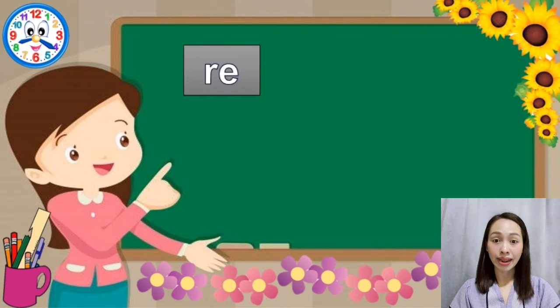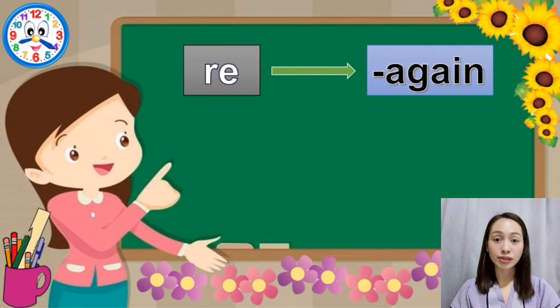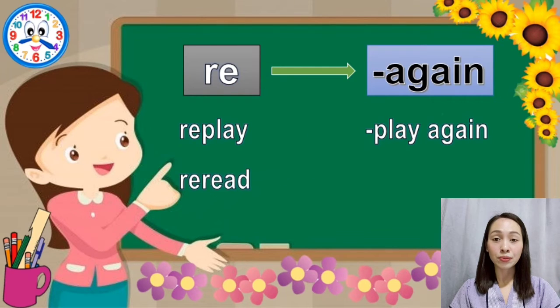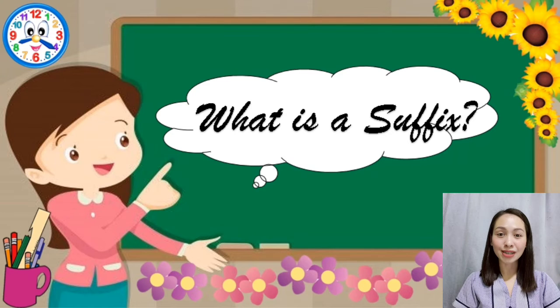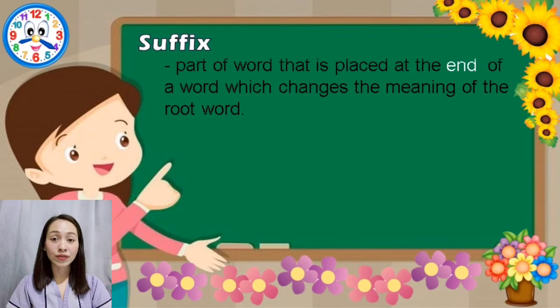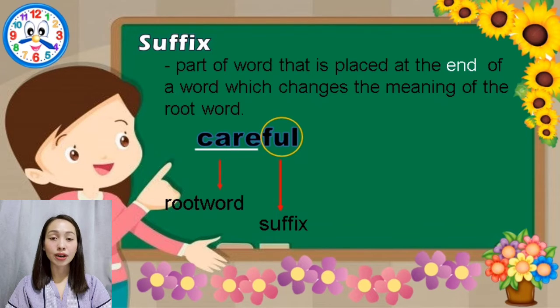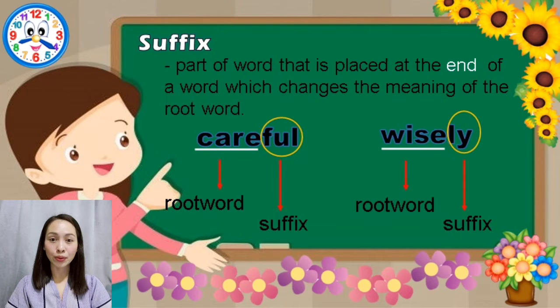And lastly, we have re, which means again. For examples, replay, which means play again. Reread, which means read again. And now let's move on to suffixes. What is a suffix? Suffix is a part of word that is placed at the end of a word which changes the meaning of the root word. For example, careful. Full is the suffix and care is the root word. Another one, wisely. Ly is the suffix and wise is the root word.